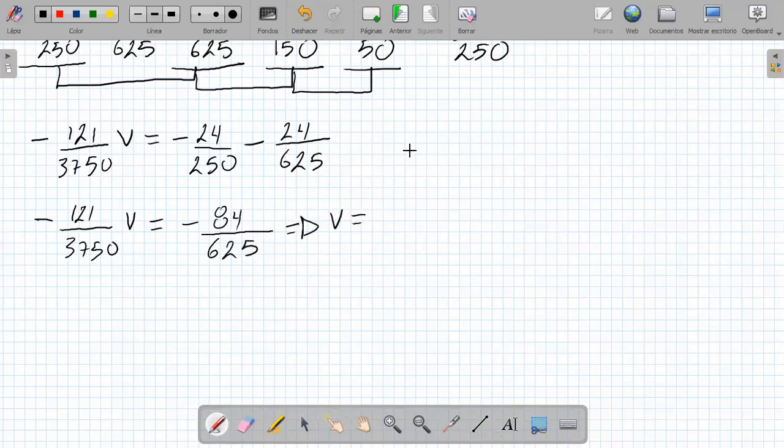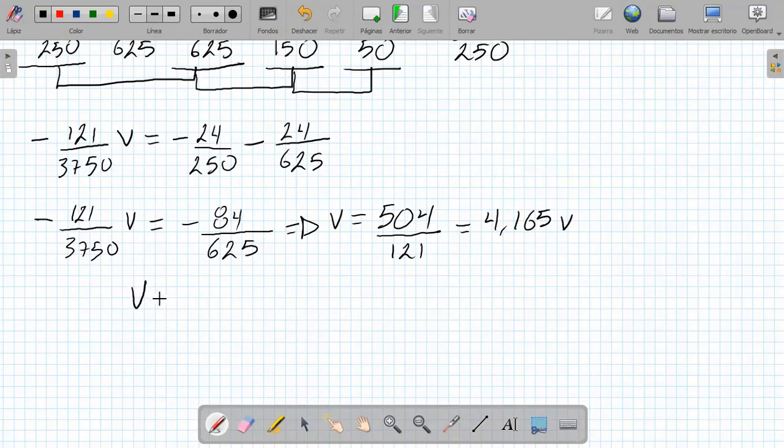So V is equal to... I multiply this with this and pass this over. With this the negative is eliminated. I'm going to have 504 over 121, which equals 4.165. Then that voltage will be equal to 4.165 volts.